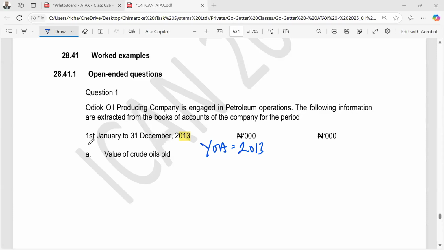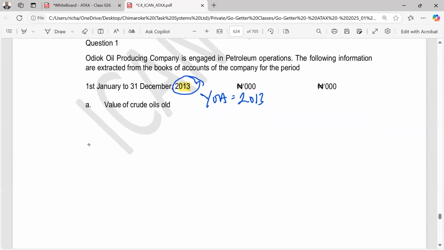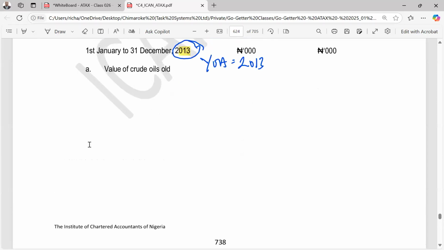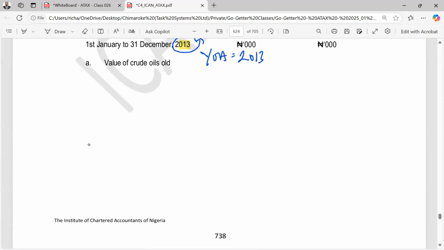Now, because we said that the company is giving us their activities for the period of January 1 to December 31st, 2013, and because this is actual year basis, the year of assessment is 2013. So that's one thing we need to know. Now, we'll read down, this is the A part, value of oil sold. It's either going to be exports and domestic. So we have exports, we have domestic, and these are all in Naira.